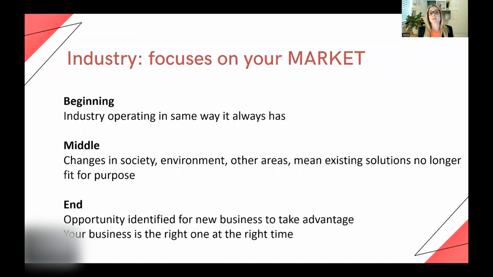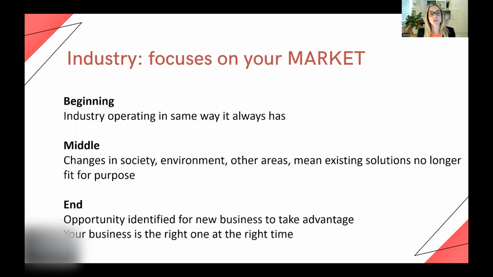You start quite big. So yeah, there's an industry that you're operating in, and it's operated in the same way as it always has. So for years, for decades, hundreds of years, however long that might be, this is the way the industry has operated and continues to do so. The middle part of this story then really explores what changes are happening that mean it's no longer fit for purpose to carry on in this way.